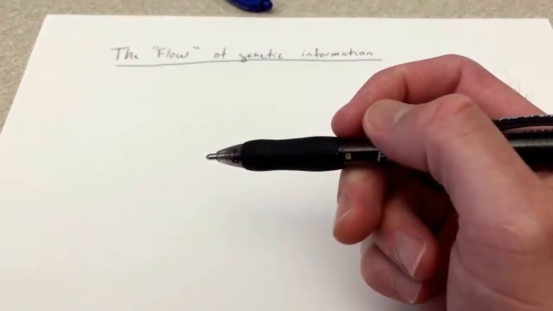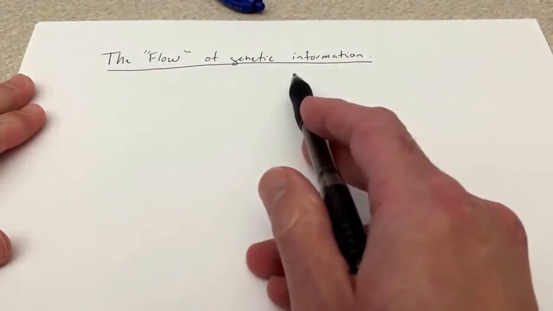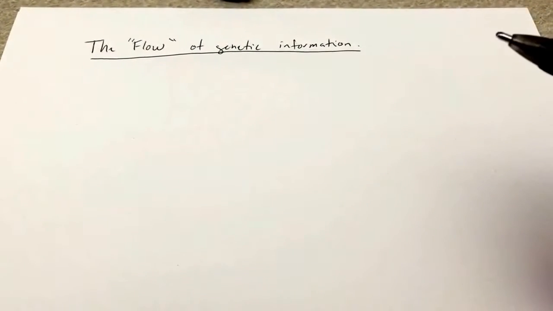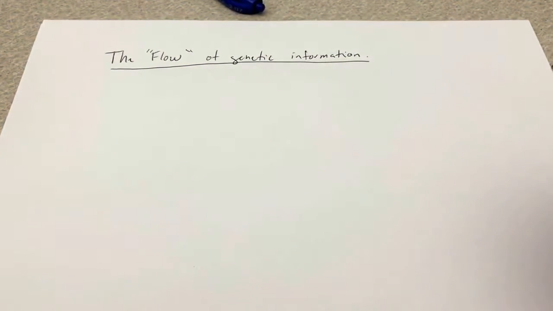Hello, welcome back. In this short video, we're going to be covering the flow of genetic information. So go ahead and get yourselves a paper and a pencil, and you can follow along with this diagram, which is rather simple, but it's meant to illustrate a very important concept, one which we will be revisiting again and again throughout the course of this quarter.